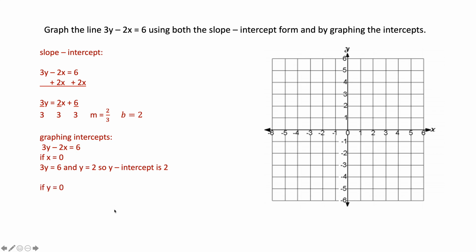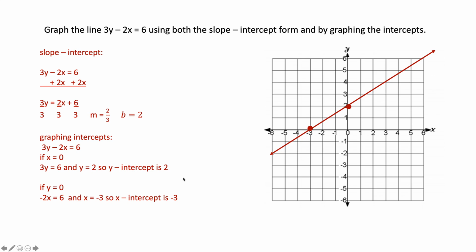If y equals 0, that means the y term is going to drop out, because 3 times 0 is 0, and I'm left with negative 2x is 6, dividing by negative 2, I get x is negative 3. So the x-intercept is negative 3. So when I go to graph this line, I'm going to start by graphing using intercepts. First, I graph the y-intercept. That's 2. I put the value up there. Then I graph the x-intercept. That's negative 3. And then I simply connect the dots.